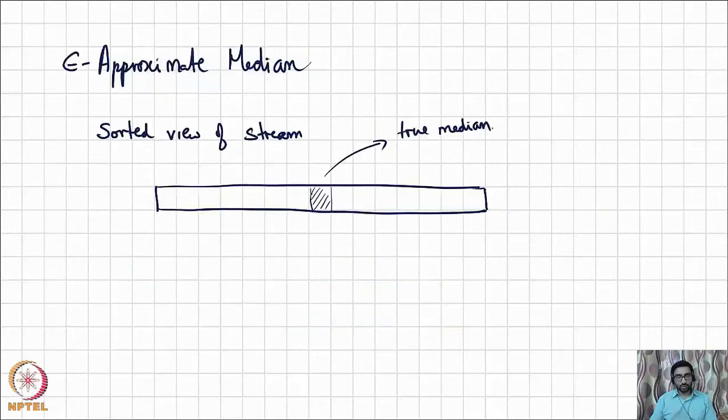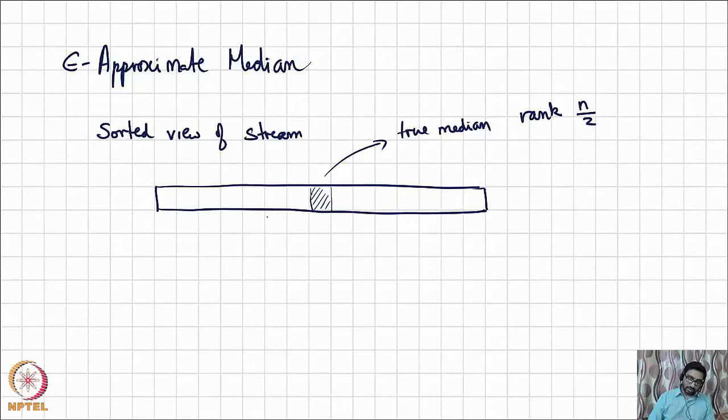We all know what the true median of a set of n items is. You take the sorted view, and the true median is right in the middle. It is simply the item with rank n over 2. And by rank here, we mean the position in the sorted view. So now the question is, what is an approximate median? Notice that we are requiring an epsilon approximate median, so there's a parameter. What is an epsilon approximate median?